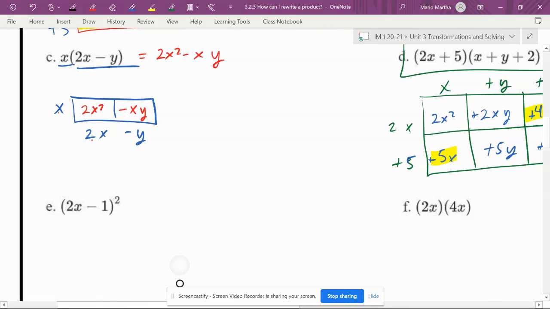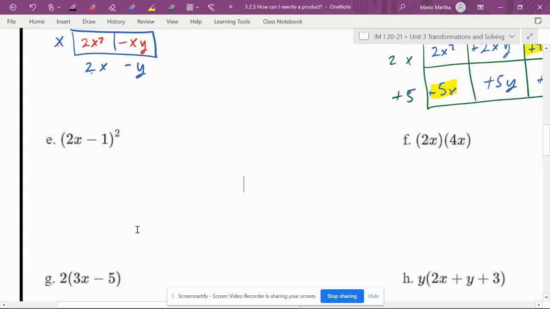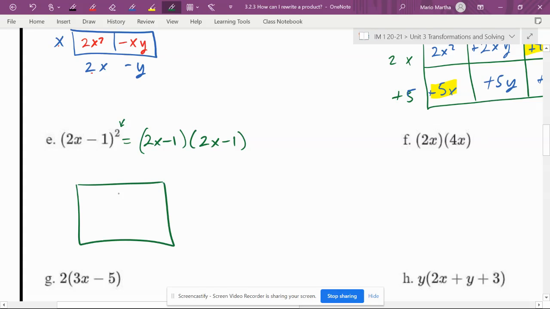All right. And then for example e, you guys just want to be careful when you see the exponent. Remember, this means we're multiplying the same thing times itself. So 2x minus 1 squared is going to be 2x minus 1 times 2x minus 1. Make sure you remember that. Whenever you see an exponent, it's the same thing being multiplied by itself as many times as the exponent says. In this case, it's 2. So here we have 2x minus 1, and again, 2x minus 1.